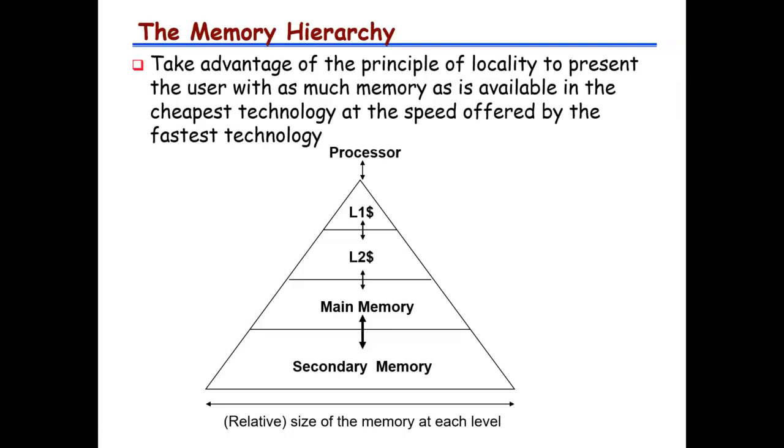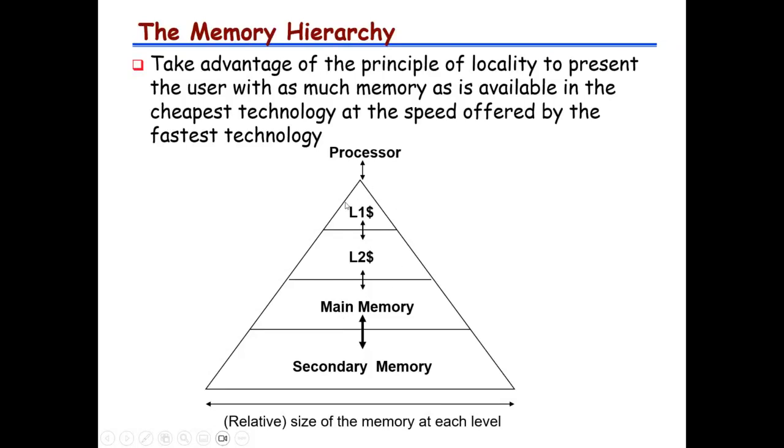Let's assume Yasir wants to read a book. So we'll go to his table. If the book is on the table, he will read it. It will access it from L1. But if it's not on the table, he will go to his rack, which is L2. He will go to the rack and find the book there. But if the book is not there, he will go to the library. And if it's not in the library, he will go to Amazon and order it. So these are four levels of hierarchy.